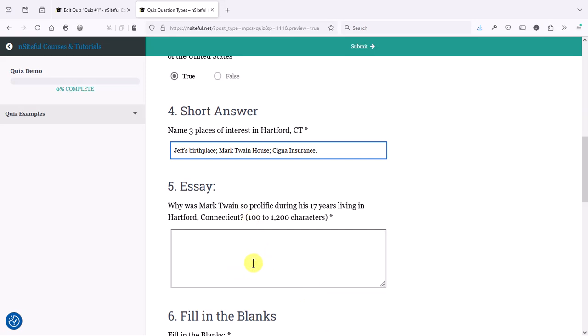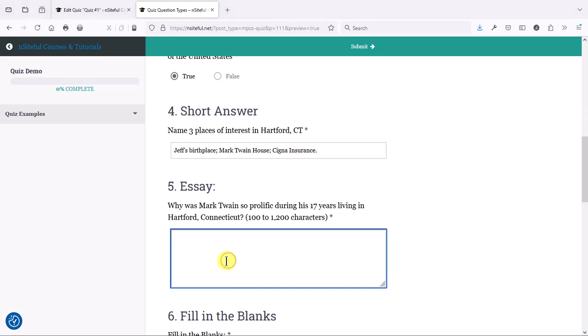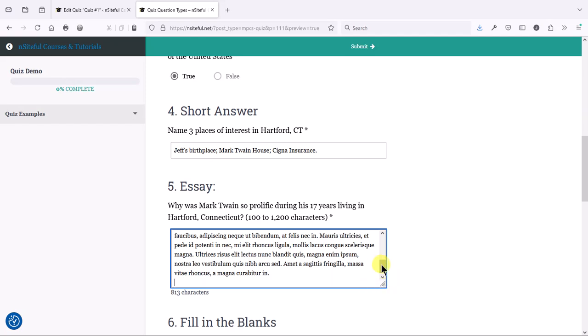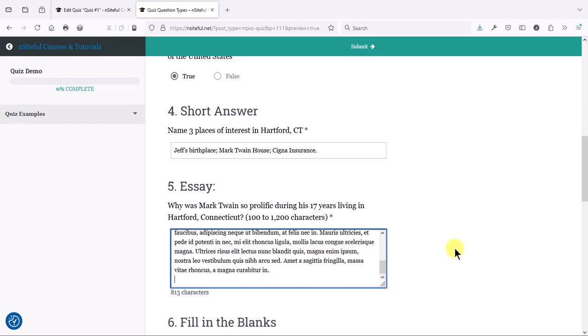Question type 4, essay. Why was Mark Twain so prolific during his 17 years living in Hartford, Connecticut? Let's see. I'm just going to enter anything at all. There's a whole bunch of lorem ipsum.